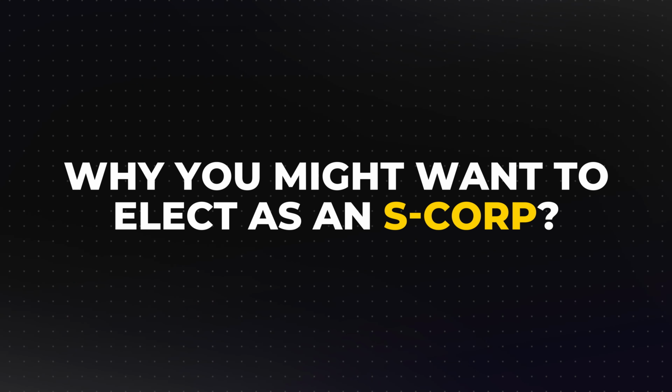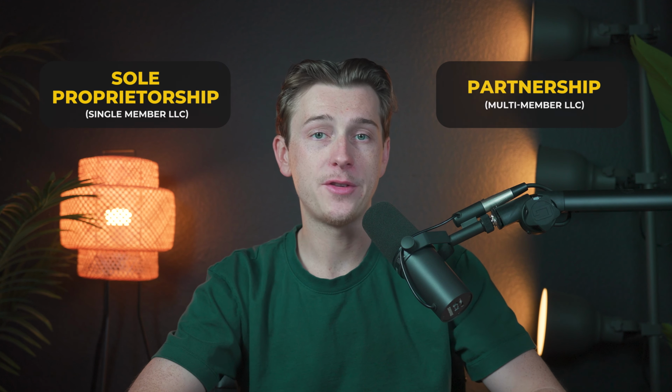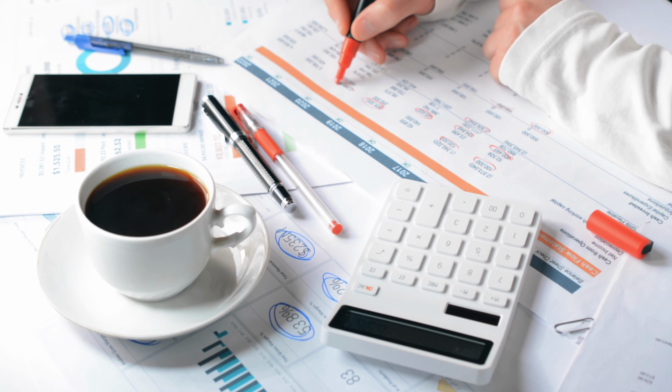First, let's dive into why you want to elect your S Corp status in the first place and why this might be one of the smartest financial decisions you can make for your business. When you operate as a standard LLC, the IRS taxes you by default as either a sole proprietorship for single member LLCs or a partnership for multi-member LLCs. This means all of your business profits are passed directly through to you as personal income. While this structure simplifies taxation, it comes with a significant downside: self-employment taxes.